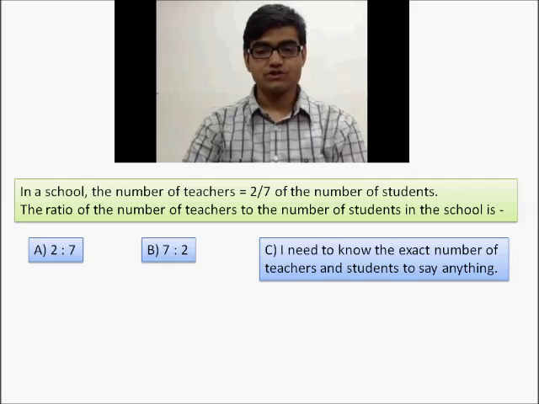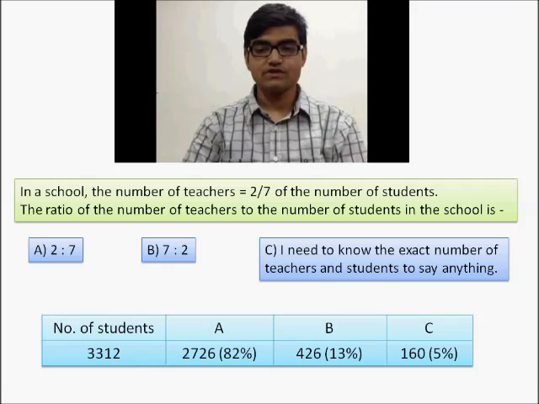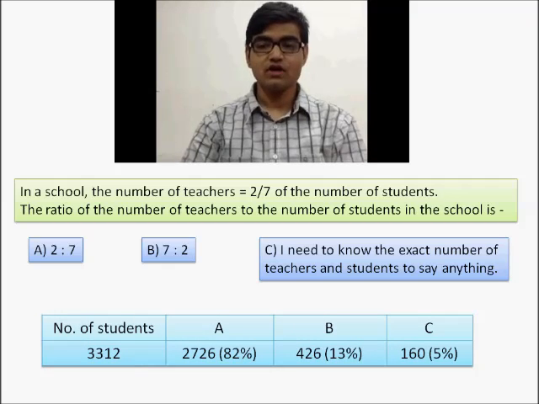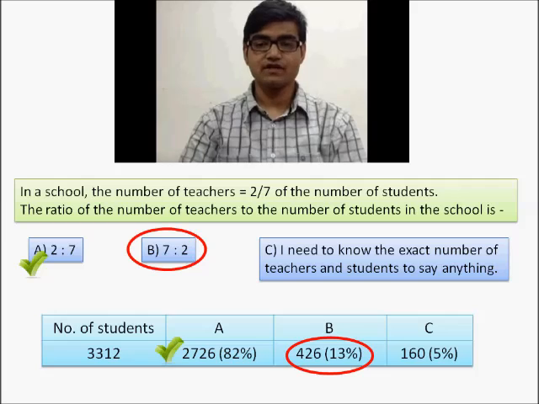What does the response data show us? We can see that out of 3,312 students of grade 6 who attempted this question, a large percentage got it right and chose option A. However, a strong percentage of students also chose option B instead of C. Why is this? Let us look at another question of a higher difficulty level.